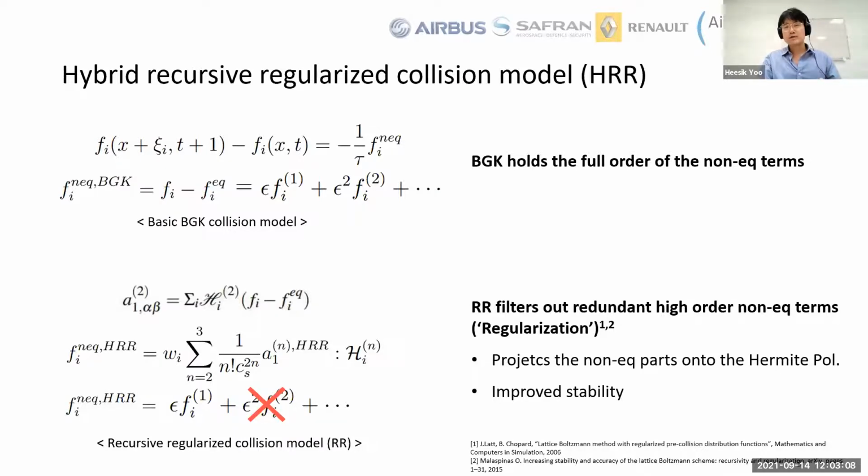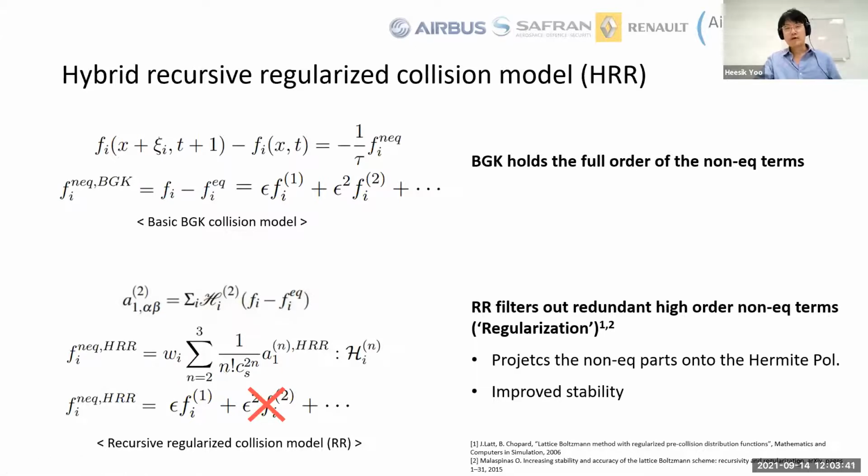However, in the regularization-based model, we filter out redundant high-order non-equilibrium terms. This comes from the idea that we need second or up to third order moments to recover the Navier-Stokes equations from LBM. The first step is to compute a second order moment, which is done by projecting the non-equilibrium part onto the second order Hermite polynomial. Then, using this second order moment, we reconstruct the non-equilibrium part.